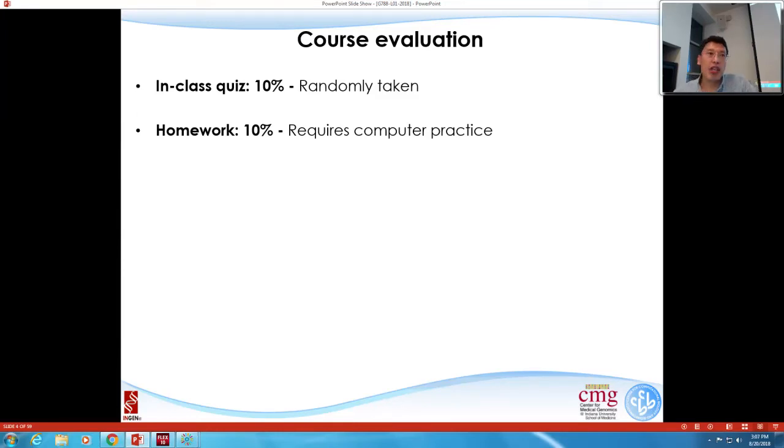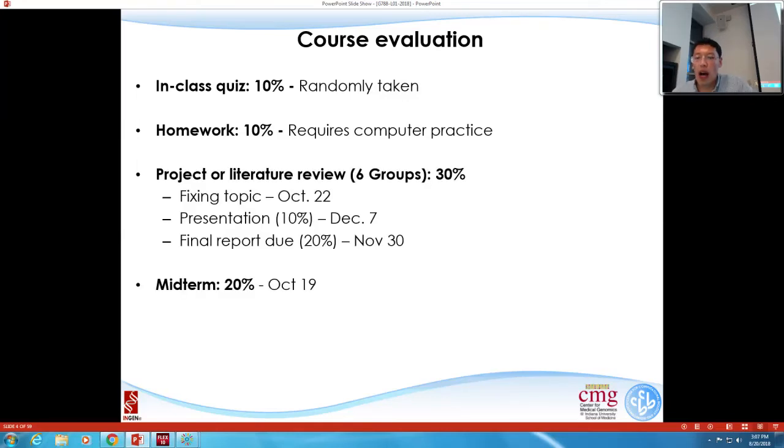We will have 10% for homeworks, and that might require a little bit of computer practice. And we also will have the project and literature review. Okay, so this year is a historical year for us.